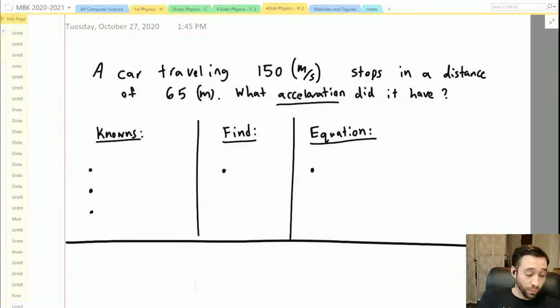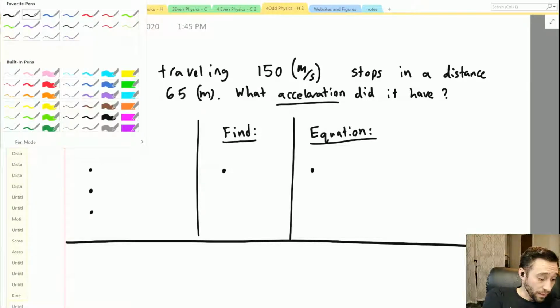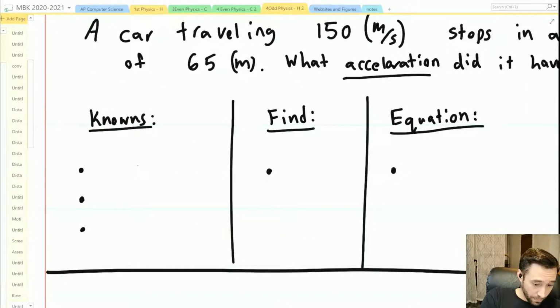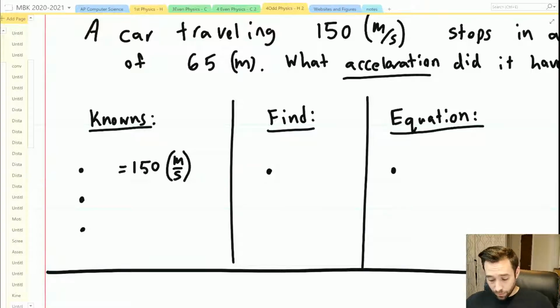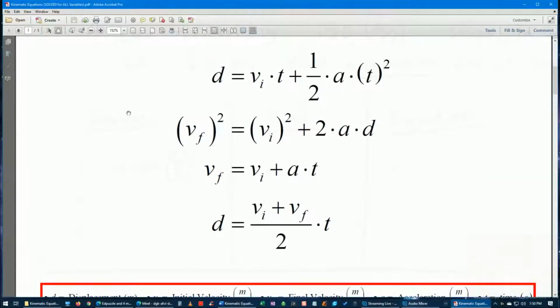And as I'm rewriting it, I would say a car is traveling, and then whenever I get to a point where I get a number or a magnitude, after I write down what the magnitude is and the units, I immediately come down to my knowns section down here, and I write down 150 meters per second. And then I'm like, all right, so 150 meters per second has to represent one of these variables over here.